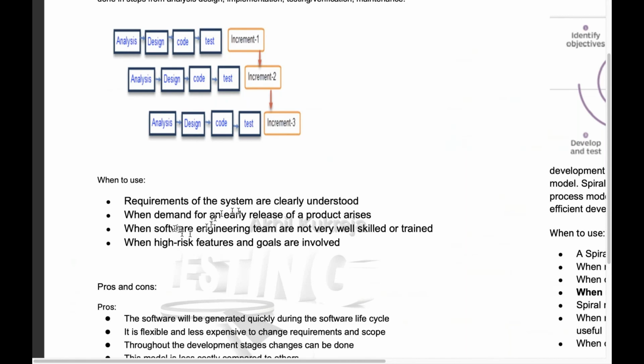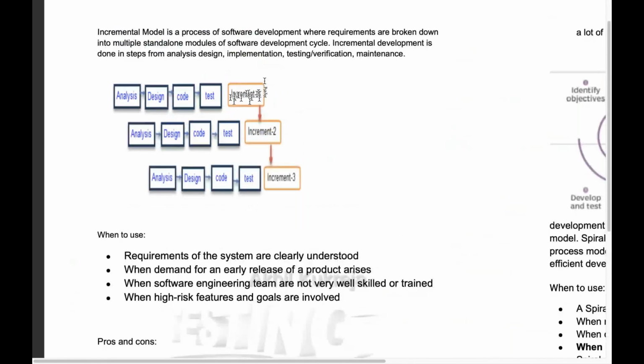Another thing is when high risk features and goals are involved. Definitely, if high risk features and goals are involved, you have to use it. For example, this particular increment costs you 5,000, right? This login functionality costs 5,000. This search functionality costs 10,000, and this register functionality, or let's say any other functionality, costs 50,000.